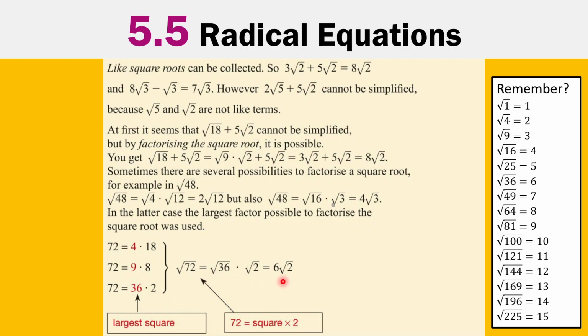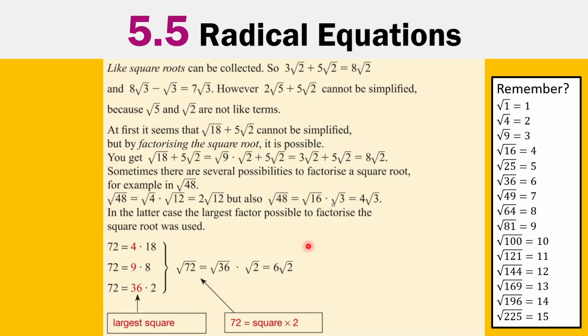which will become 6 root 2. Because if I would rewrite it to 9 times 8, and I take the root of 9 and the root of 8, the root of 8 can still be factorized, so then you have to factorize again. And here the same way, 18 can be factorized again. We saw that right here. So to avoid factorizing multiple times, we want to factorize in one go by just taking the largest square from this list here.